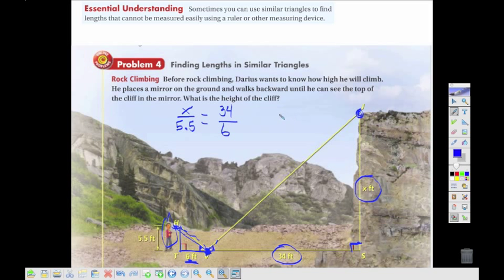When we simplify this by multiplying both sides by 5.5, that's going to give us X is about, and we'll have to round it, let's go to the nearest tenth, 31.2. Make sure you answer with the correct units, and that's in feet.